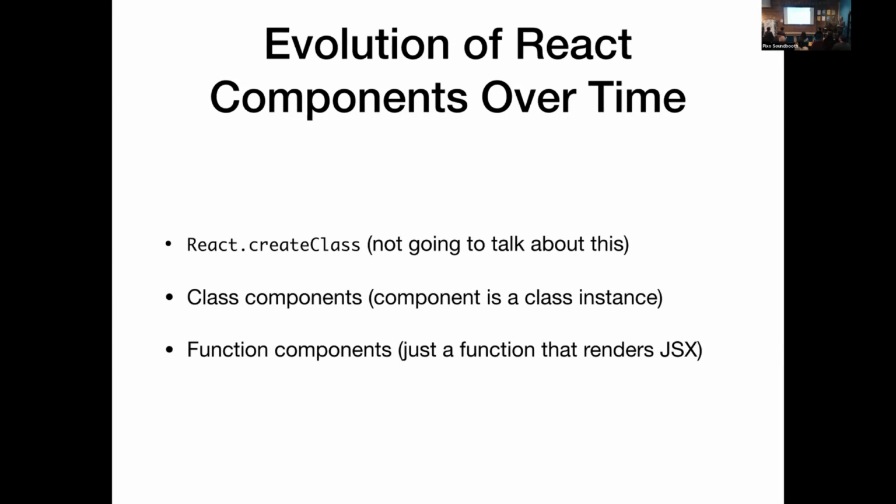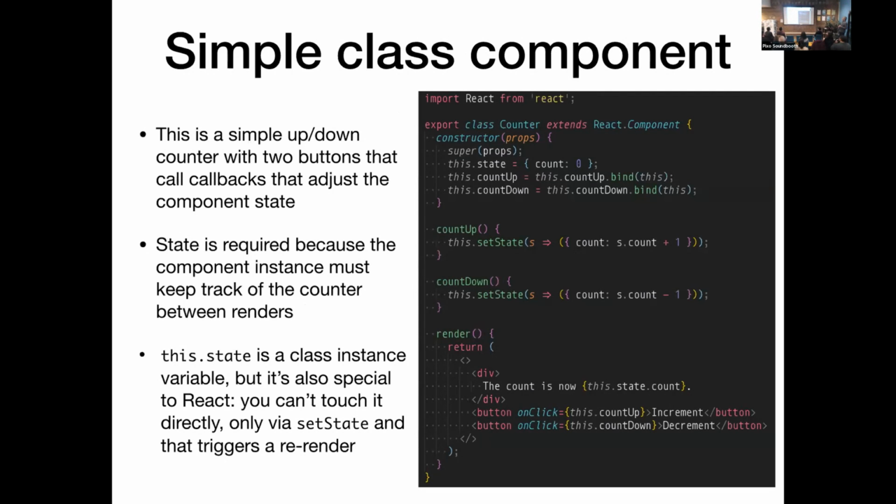All right, so if we're writing class components, again, it's just a class that extends React.component. Since it's a class, there's a constructor. We can set the initial state, and then at some point, there's a render method that just returns the JSX that looks kind of like HTML. You can use common HTML things like divs and buttons.